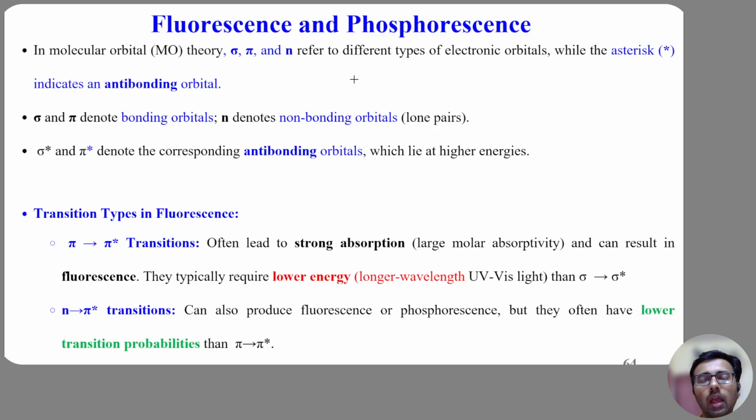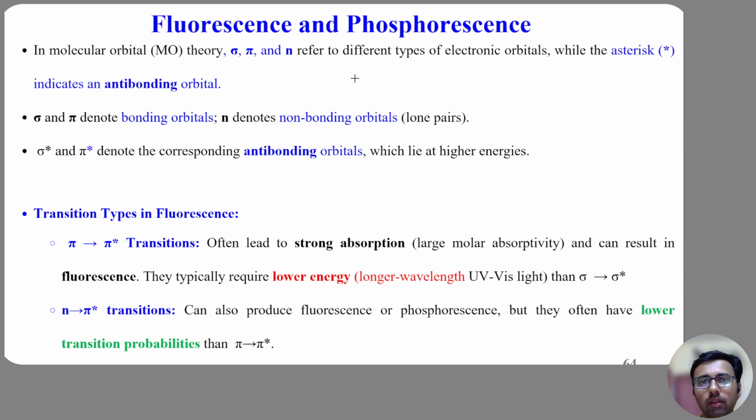To predict high quantum efficiency, we must use molecular orbital theory. In molecular orbital theory, sigma, pi and n represent different electronic orbitals. The asterisk, that is star, indicates an antibonding orbital. Sigma and pi are the bonding orbitals, whereas n is the non-bonding orbital or lone pairs, whereas sigma star and pi star lie at significantly higher energies.